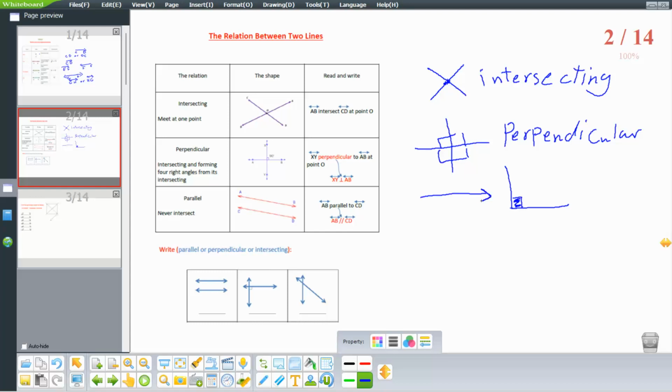If they haven't any intersecting point and it is impossible for them to intersect, we call them parallel. Okay? So we have parallel, perpendicular, and intersecting. These two lines are parallel. And this one, forming a right angle, is perpendicular. And this is intersecting.